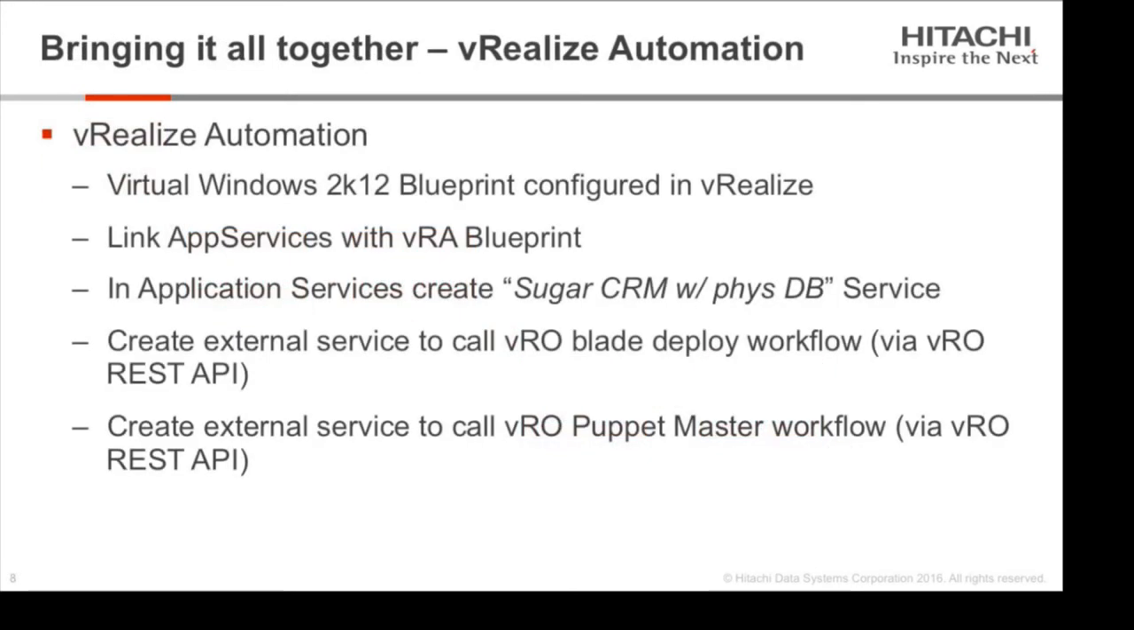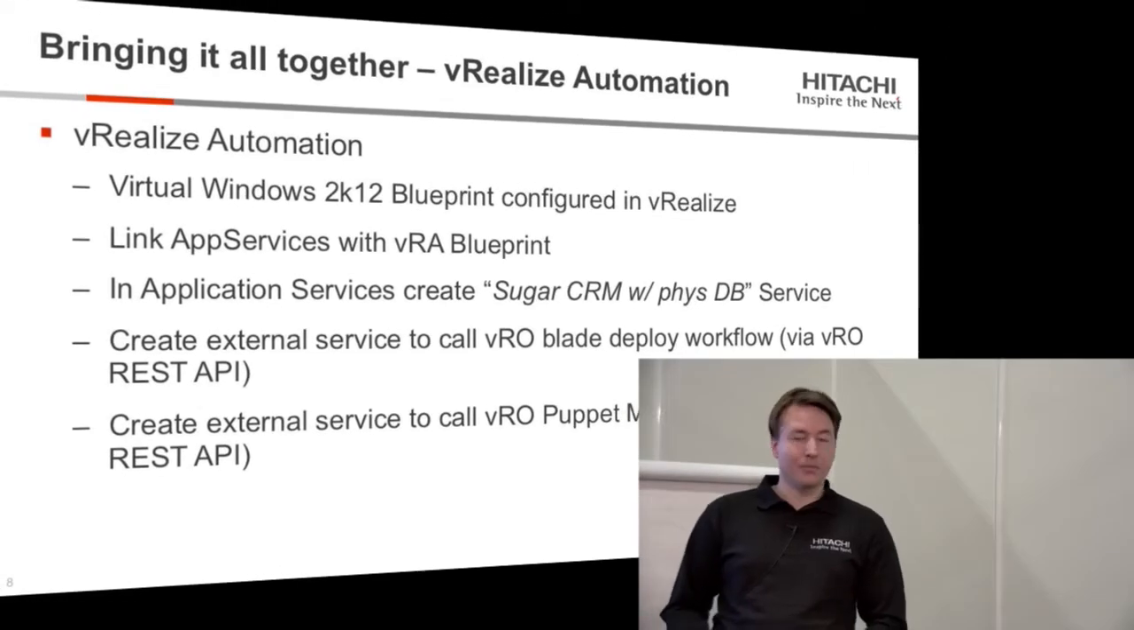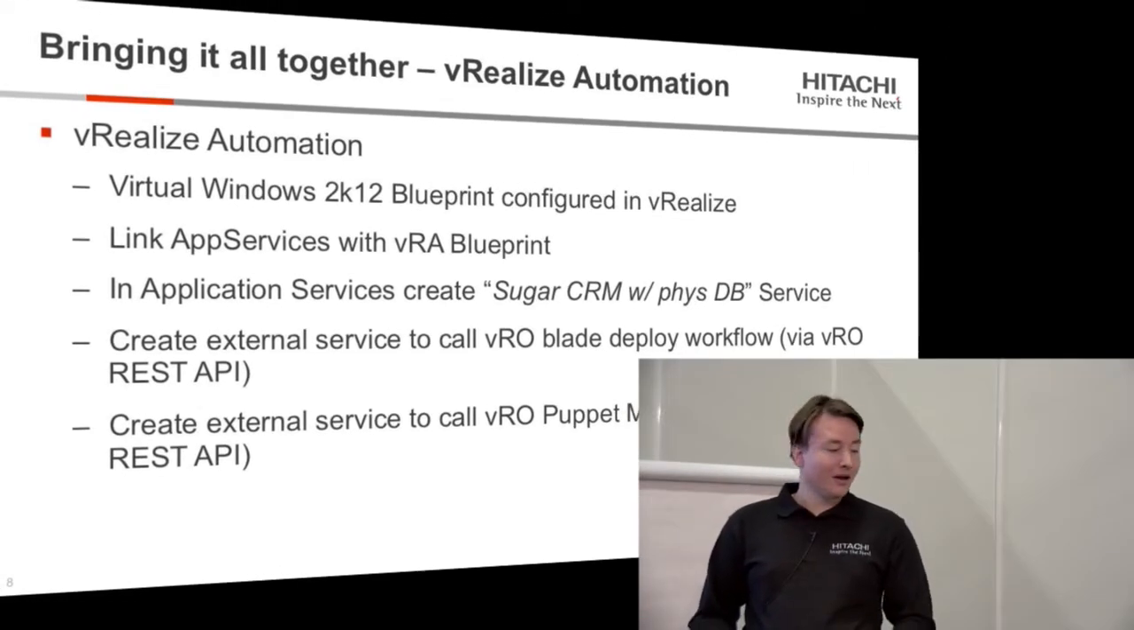How did we do it in vRealize Automation then? So we had the virtual Windows blueprint defined, of course. We linked it together with vRealize Automation. There are a couple of good blogs on how to do that if you have never done this before. It's quite straightforward. Application Services were linked together with the vRA blueprint. And then we created external services in Application Services. So before we actually provision a virtual machine, we had to have an external service which calls the vRO workflows.